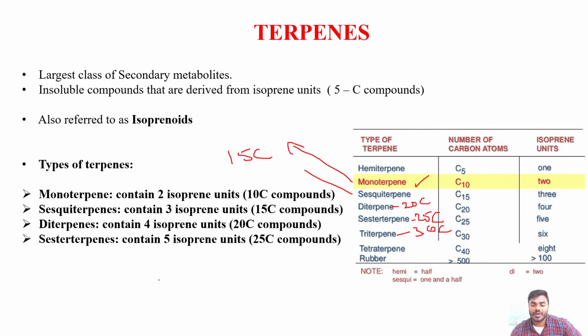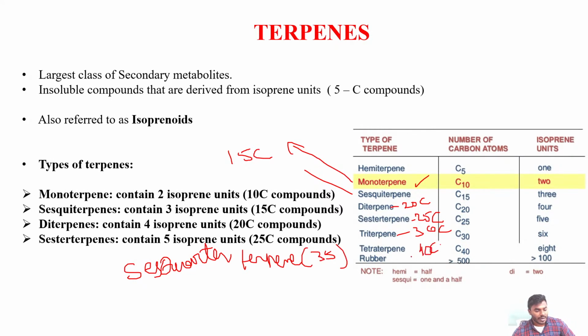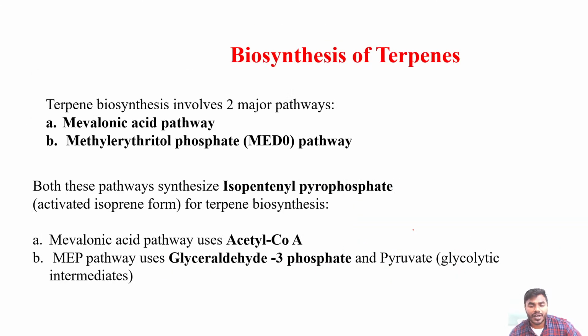sesterterpene, 30 carbon triterpene. And friends, what do we call 35 carbon? Don't get confused, 35 carbon we call sesquarterpene. Then finally tetraterpene is what, friends? A 40 carbon compound, and so on. So it is very important, you have to remember the names. You have to remember which is 15 carbon, which is 20 carbon, which is 30 carbon. It's very important in Part B as well as in Part C.